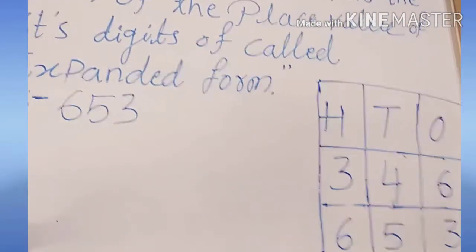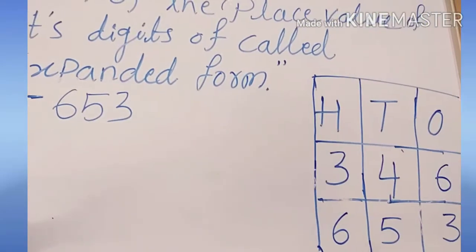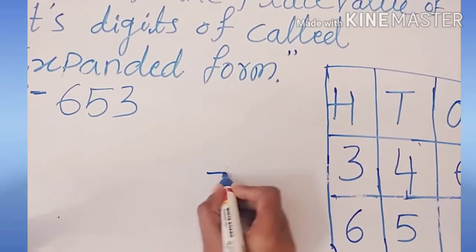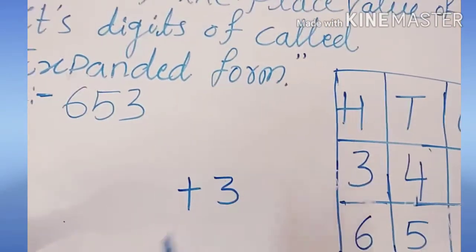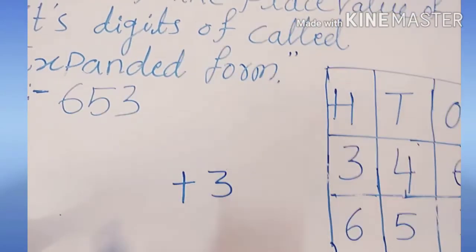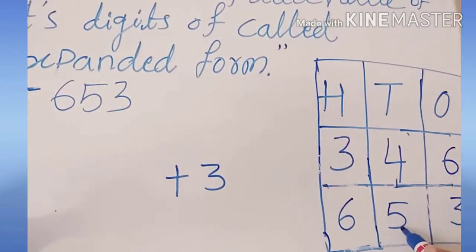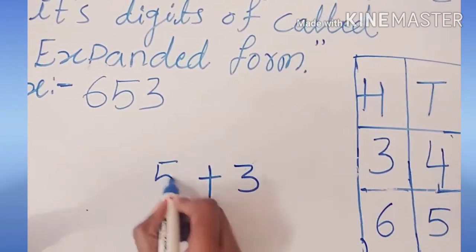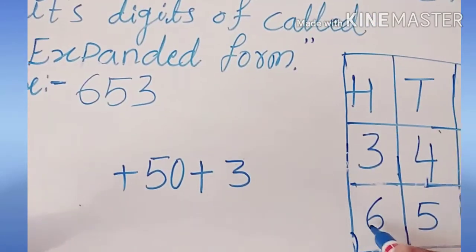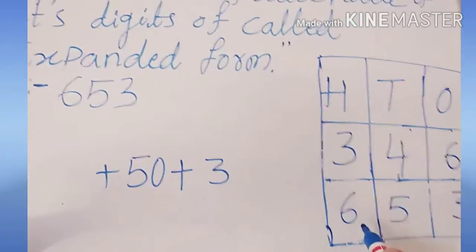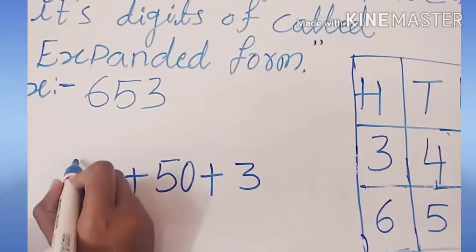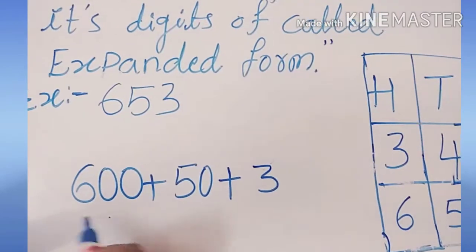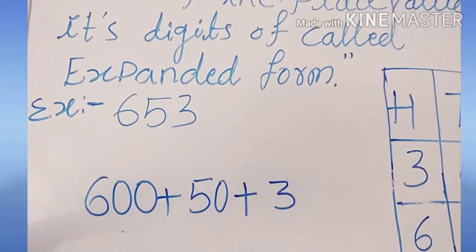Dear students, 3 is in 1's place, so the value of 3 is 3 ones. That means 3. I will put here an addition sign, that means plus. Then 5 is in 10's place, so the value of 5 is 50. And 6 is in 100 place, so the value of 6 is 600. So I will write here 600. This is the expanded form of this number.